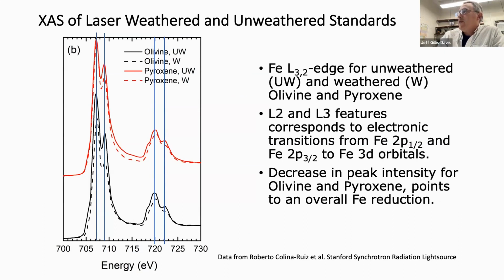Moving back to X-ray absorption, here we're looking at iron lines for L3 and L2 edge for unweathered and weathered pyroxene. You can see, again, the solid black is olivine that's unweathered. The solid red is pyroxene that's unweathered. The dotted lines for both are the laser weathered material. The blue vertical lines show the centers for the L2 and L3 features. And what we notice is a decrease in the peak intensity for both olivine and pyroxene, which shows that we have an overall iron reduction as we laser weather the materials.